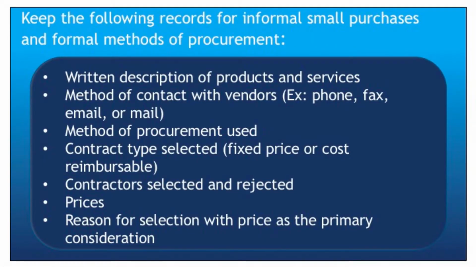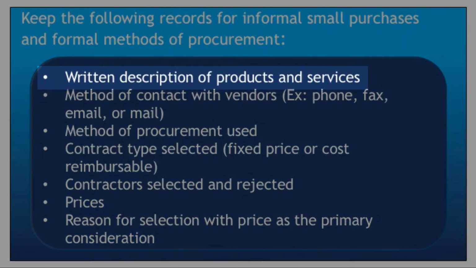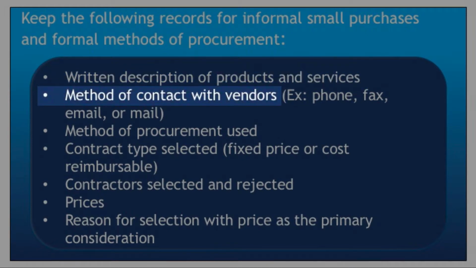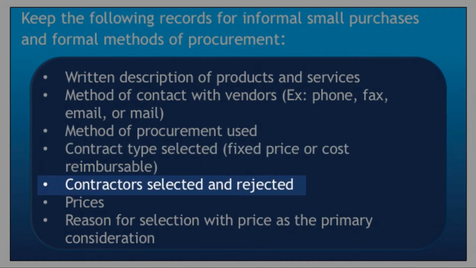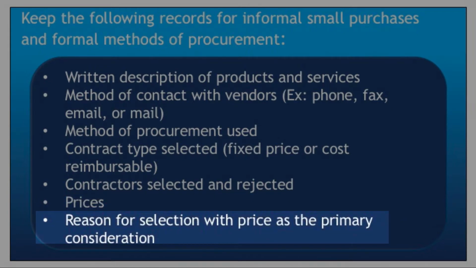The following records must be kept to document informal small purchases and formal methods of procurement. Written description of products and services, method of contact with vendors. Examples include phone, fax, email, or mail. Method of procurement used. Contract type selected, fixed price or cost reimbursable. The contractors selected and rejected. Prices, and the reason for selection with price as the primary consideration.